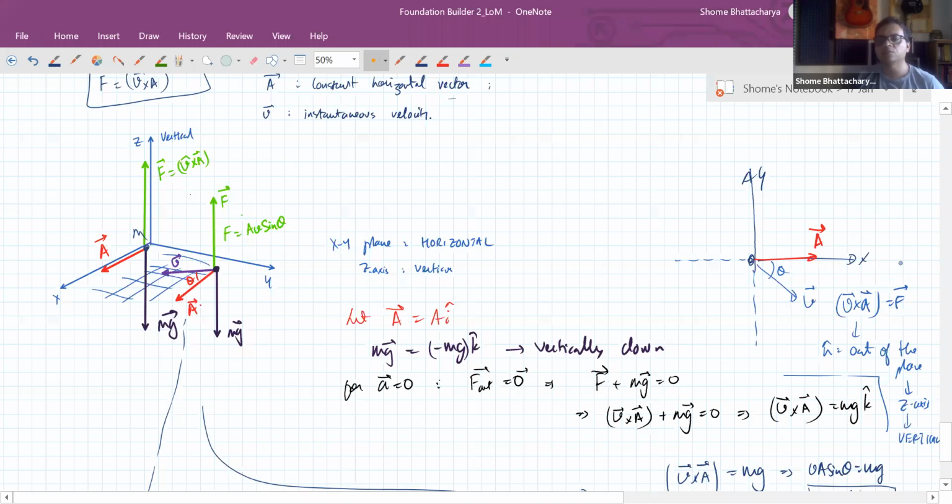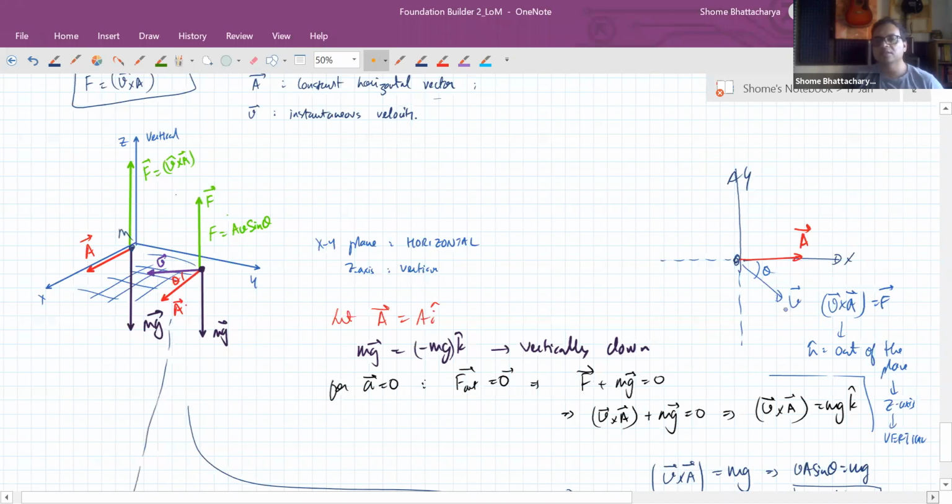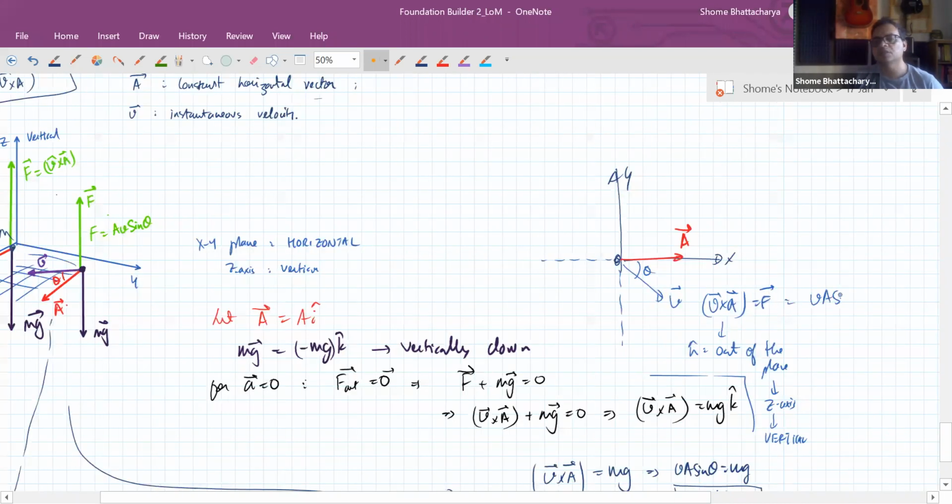And the magnitude of this is what? It becomes VA sine theta n cap, where because it is coming out of the plane, my n cap will be k cap. Whereas mg is what type of force? It is minus mg k cap, because it is going into the plane. So now I want that this F and mg should cancel each other. So F should be equal to minus mg. So that's why I want that the magnitude of that should become like this.